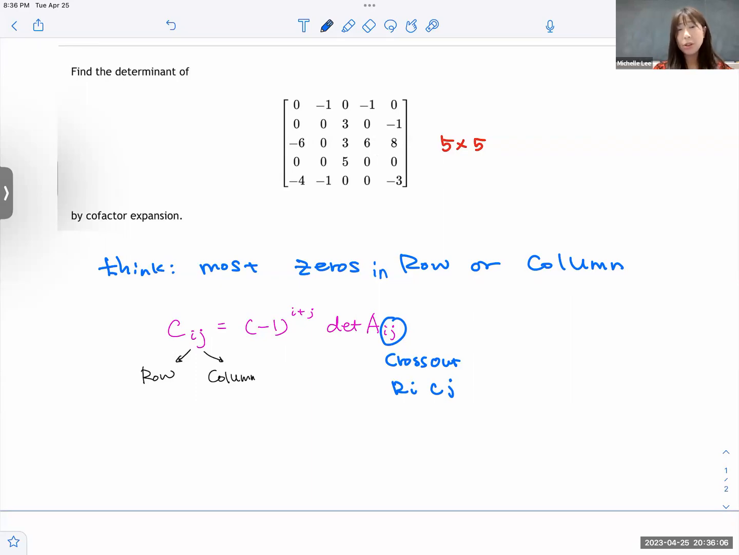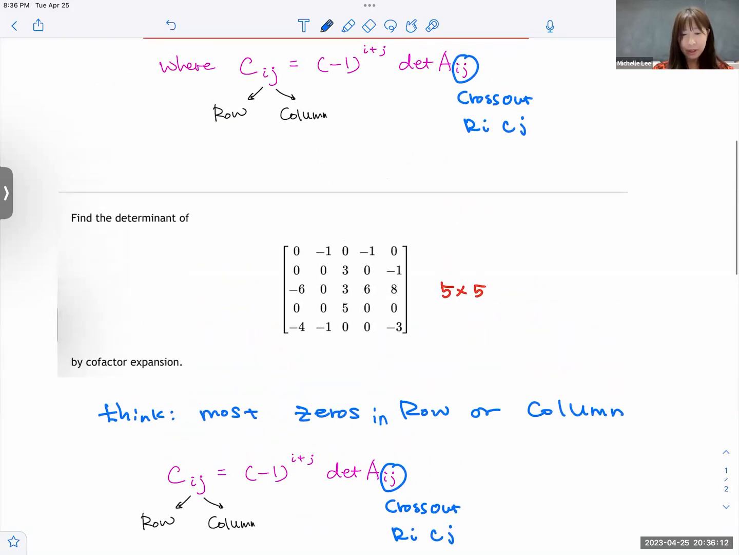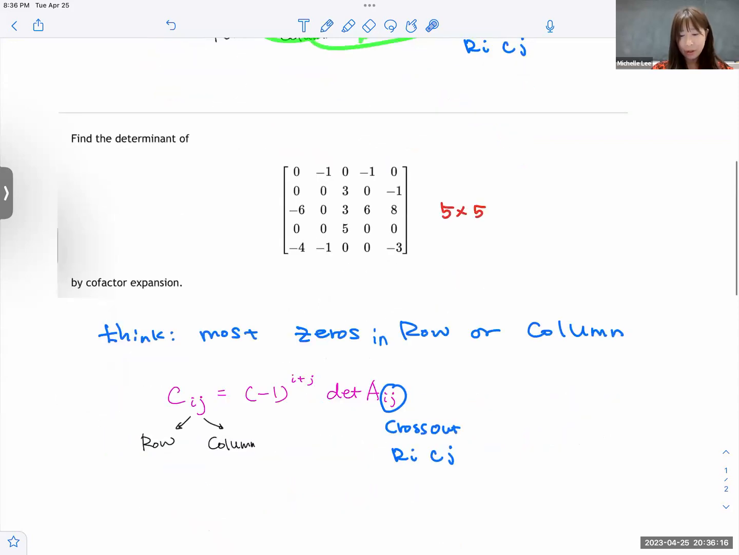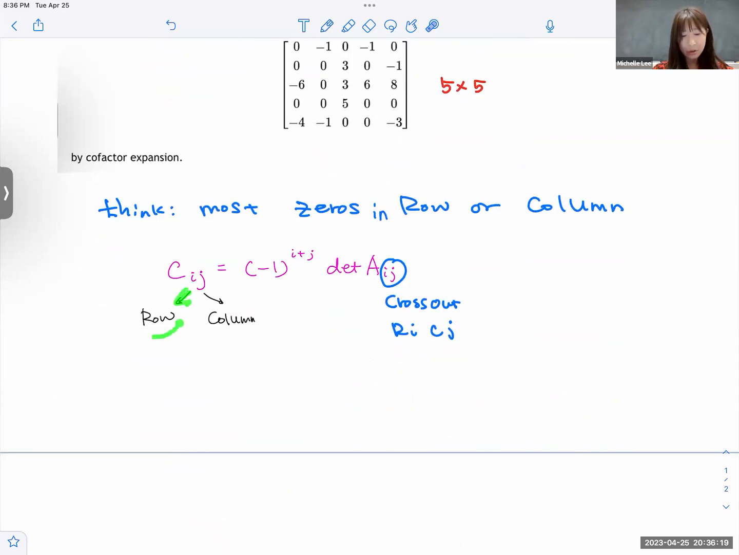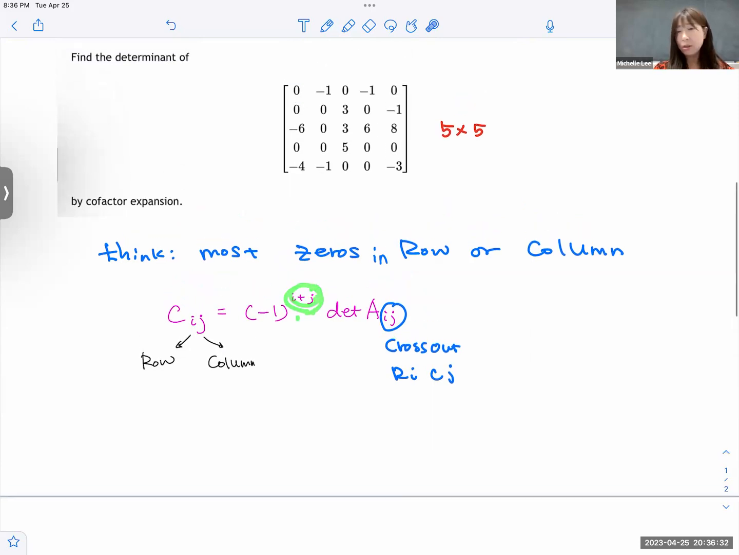If we have the most zeros in a column or row, we use one of these methods, C_ij. I wrote it down here: C_ij, where i means row and j means column, then (-1)^(i+j) times the determinant of A_ij, right? When we add i and j, it gives a plus or minus sign: plus, minus, plus, minus, and so on. This is the sign. Now A_ij means cross out row i and column j. Then we take the rest of them.